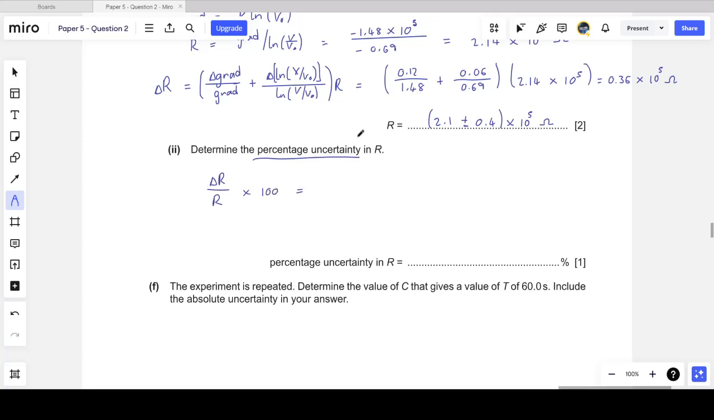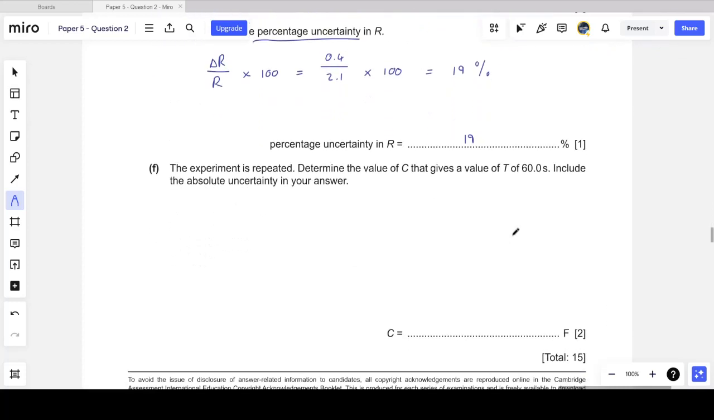So now all the working I did above becomes clear. That's 0.4 over 2.1. I don't need the powers of 10 because they'll cancel off anyway, times 100, and I get 19. There's a 19% uncertainty in my value of the resistance. So even though I had very small uncertainties in my initial table, these compounded with the number of calculations I've done, ending up being 19%. I mean, in most labs, 19% will be unacceptable to use for any conclusion to be made.